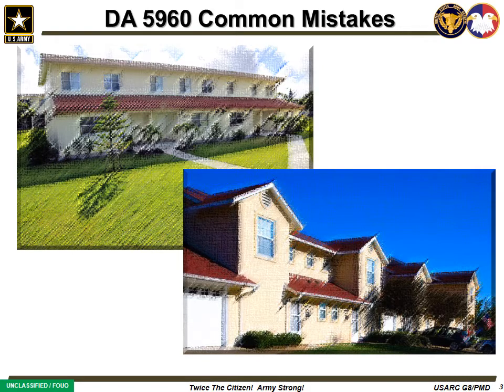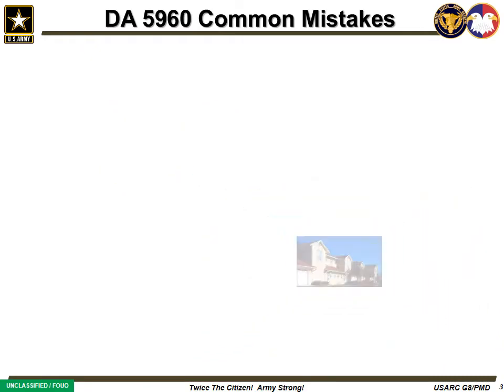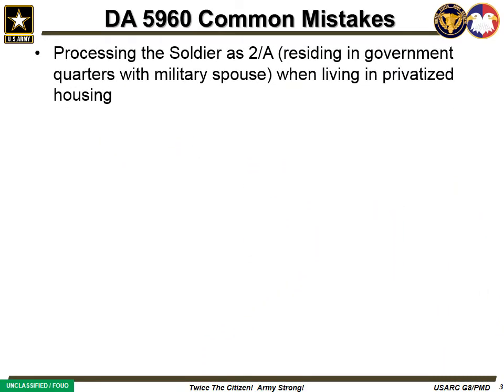Active components and AGR soldiers living in privatized housing receive BAH at the with dependent rate and pay the housing office directly. TPU soldiers residing with an active component or AGR soldier in privatized housing are entitled to BAH. Soldiers residing in true family government quarters are not entitled to BAH.